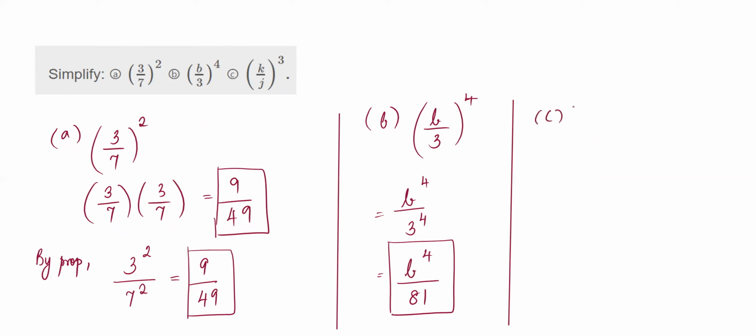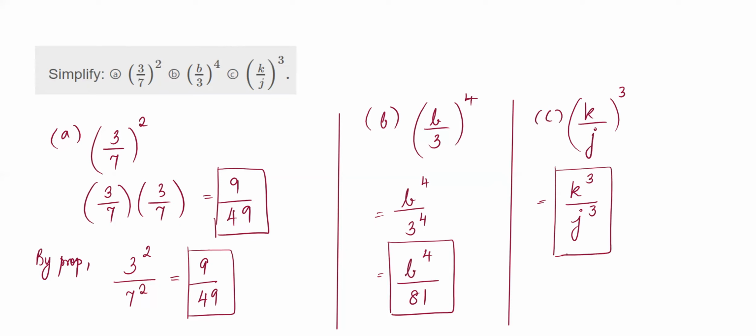And the third part is k over j, the whole power 3. Look at that. That's going to be simply k power 3 over j power 3. Can't do much to it, so that's just your answer, right? This is where I like it because you really didn't have to multiply k over j times k over j times k over j to get this answer. You directly get the answer. Okay.